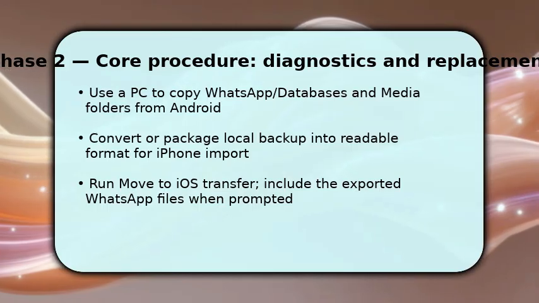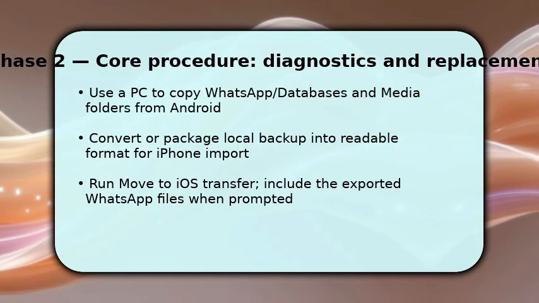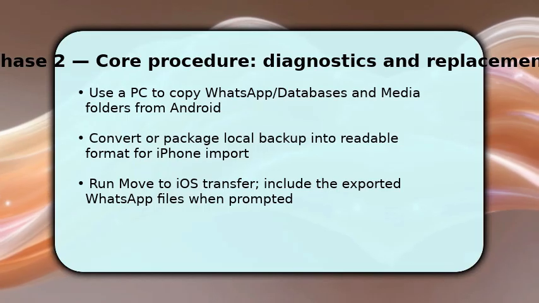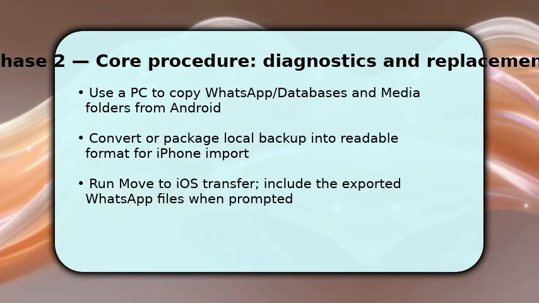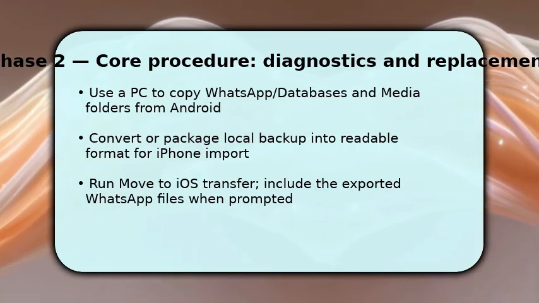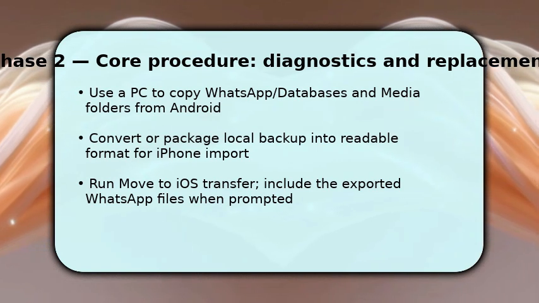Next, prepare those files in the structure the iPhone expects, packaged or converted depending on your tool, so the iPhone can import them during Move to iOS. Then continue the Move to iOS flow on Android so the files migrate with the app data. Make sure file names and permissions are unchanged to avoid import errors.